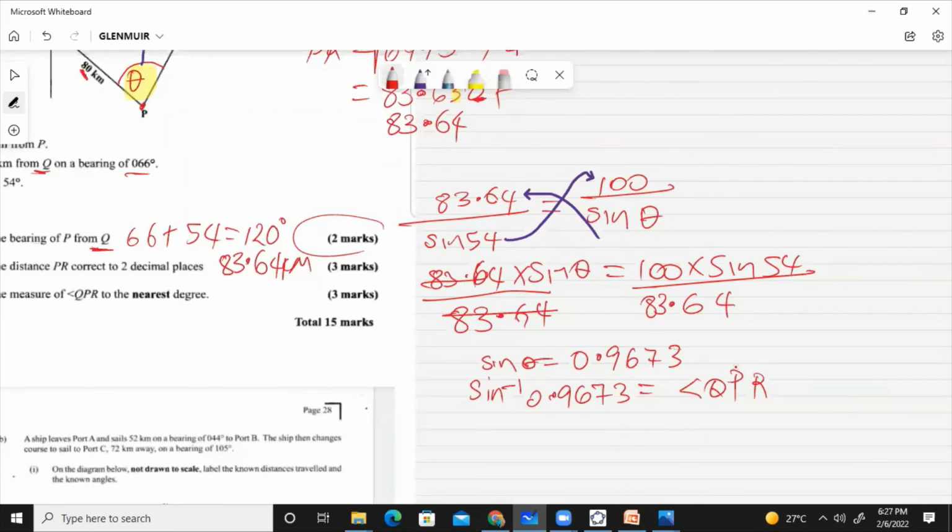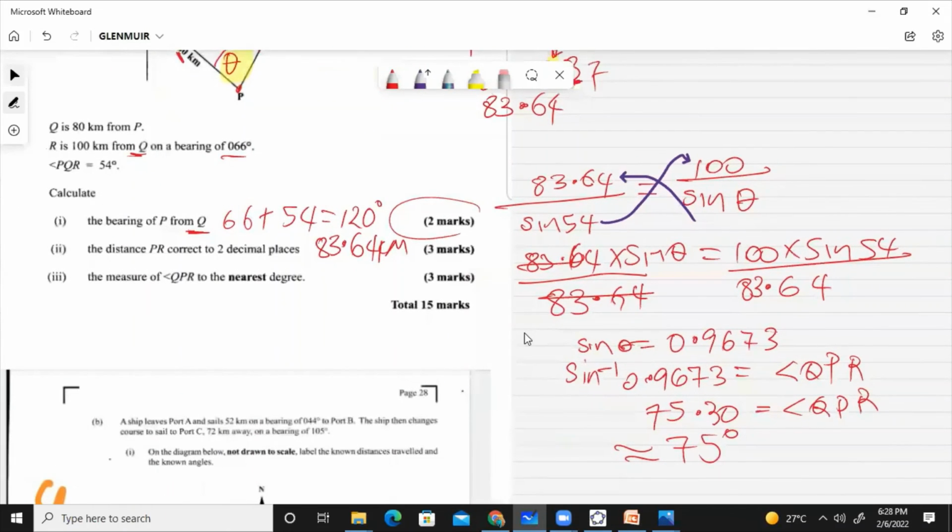Let's go for it. Sine inverse 0.9673, and that's 75.30. I'm getting 75.30. But remember, everything is in context of what the question wanted. And the question did say to the nearest degree, which means that this is approximately 75 degrees right there. All right. So that's another 3 marks right there, and that's 8 solid marks you could have walked away with just by doing those. 8 solid marks.